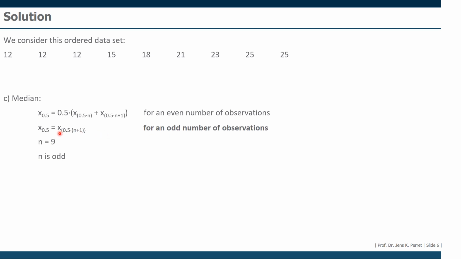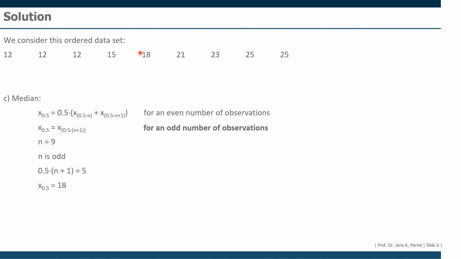For this, I have to calculate 1/2 times (n plus 1), n being 9, so 1/2 times 10 gives me 5. So I have to look up the 5th observation in my data set. This 5th observation will be my median. So the 5th observation is the 18 here.